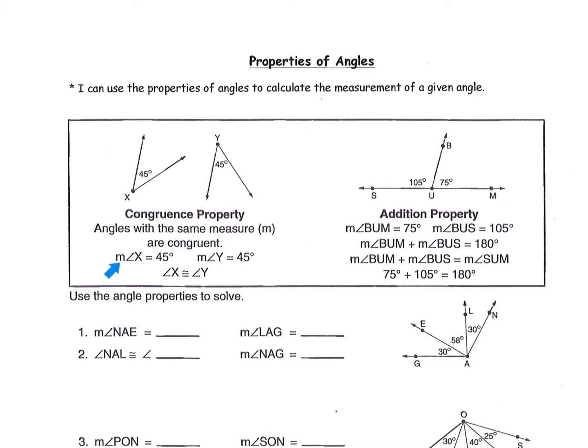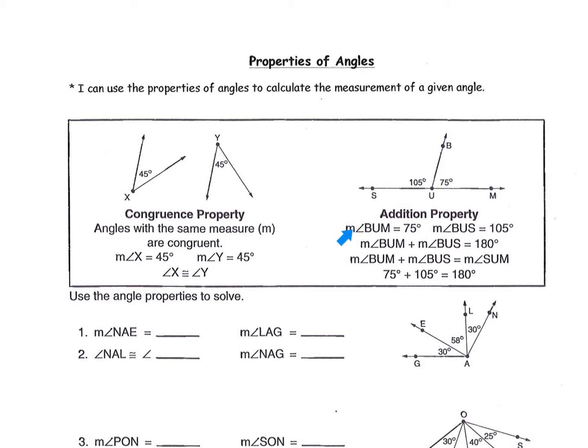So when they put this M here, this is read, the measurement of angle X is 45 degrees, and the measurement of angle Y is 45 degrees. Therefore, angle X is congruent to angle Y. So that's how you'd read that. So next, let's go to the addition property.